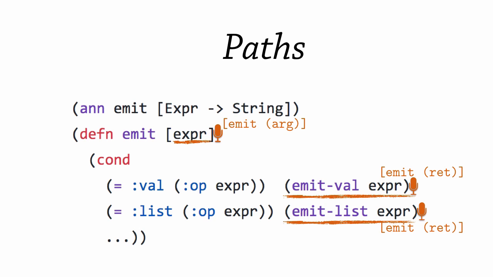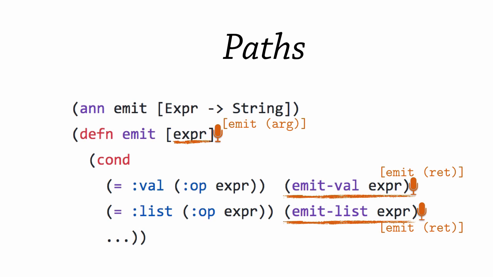So a path is, you can think of it as a path through data or functions. So here you can see that they grow to the right and you read them from left to right. So the way to read this is that when we record data at this microphone, we know that it's emit's argument. And if we know more stuff, as we will in the next few slides, we're going to grow this to the right.